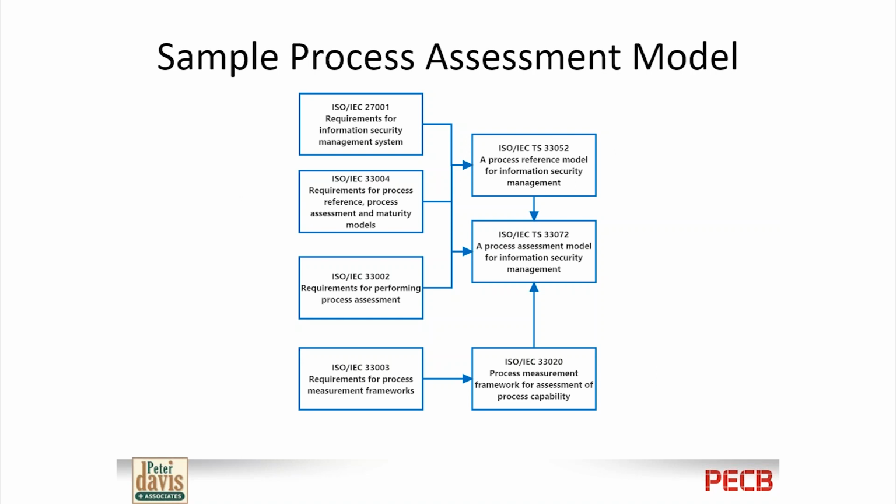So now we have our process reference model. The next thing is we take 33004, which says requirements for a process assessment model, a PAM, and then 33002, which is a requirement for performing a process assessment. And they created a document called 33072, which is a process assessment model for information security management. Now, feeding into that are the requirements for process measurement frameworks, 33003 and 33020, which is a process measurement framework. So here we have a method for doing information security process capability assessments.